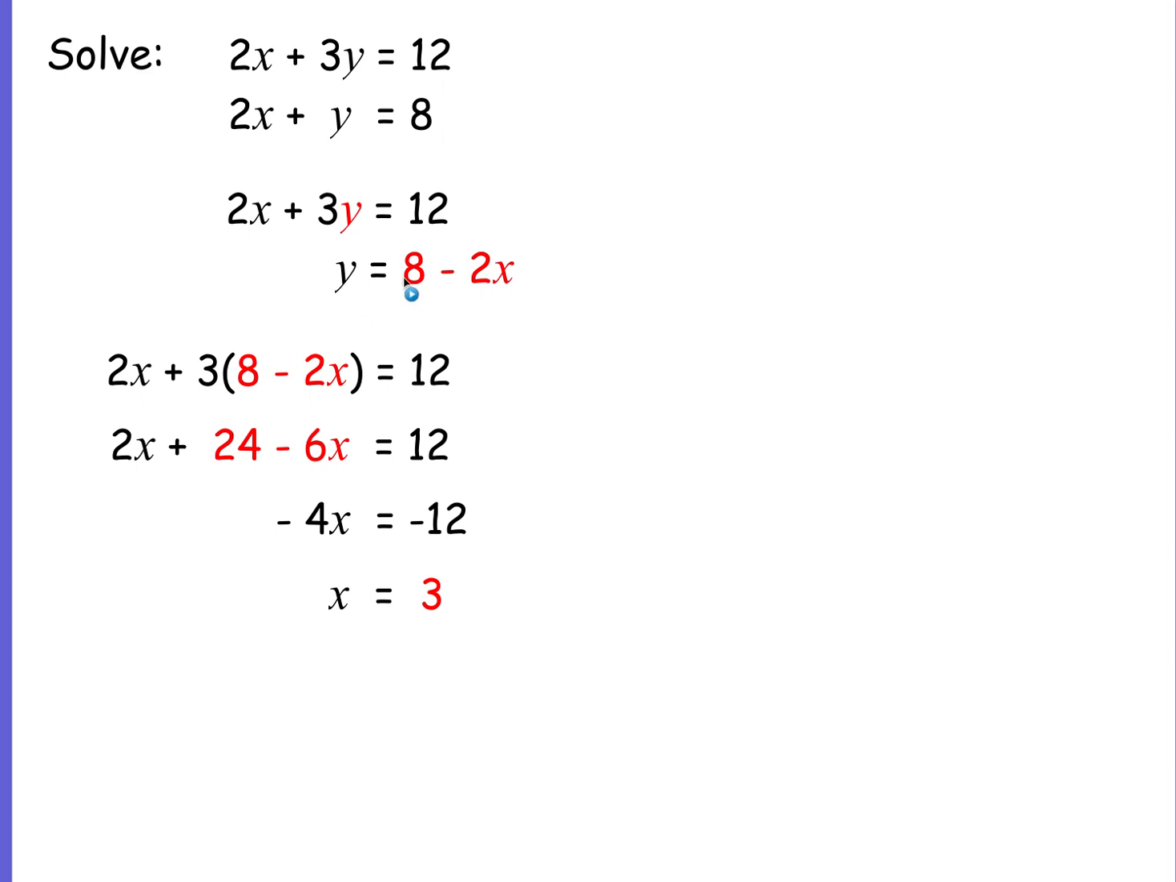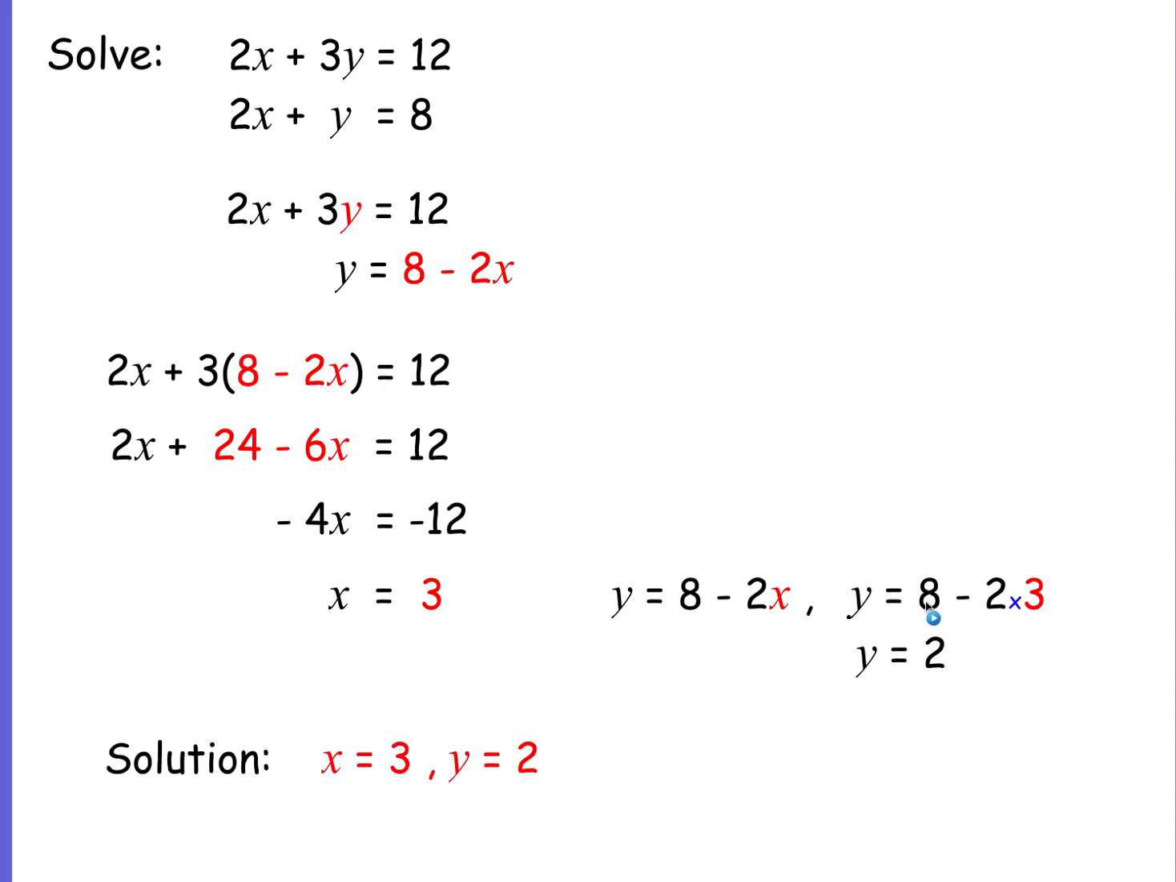It says there y equals 8 minus 2x. So just use that equation because it's nice and simple. You could use the other equation, 2x plus 3y equals 12, but that's more awkward. It's easy to get y using y equals. So replace the x by 3. It's 8 minus 2 times 3. And there's the solution. x is 3, y is 2.